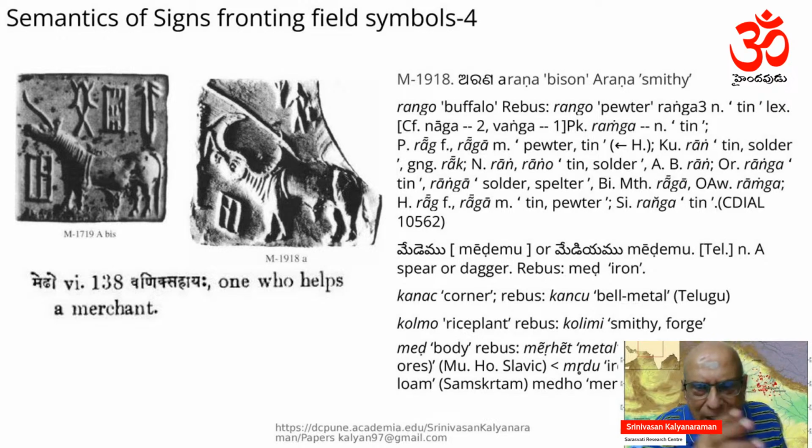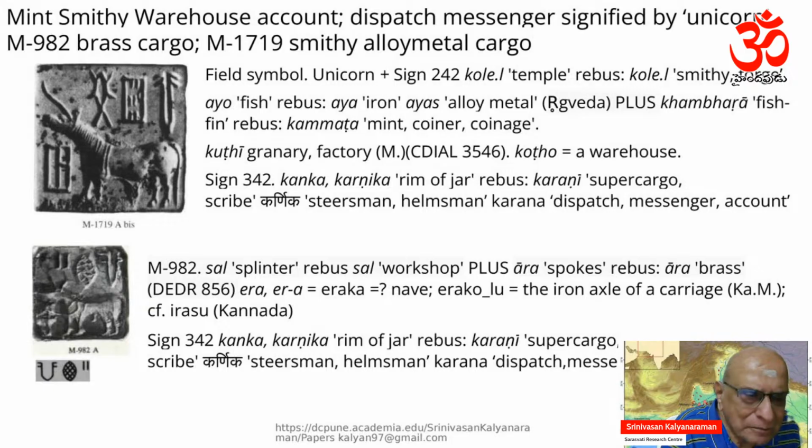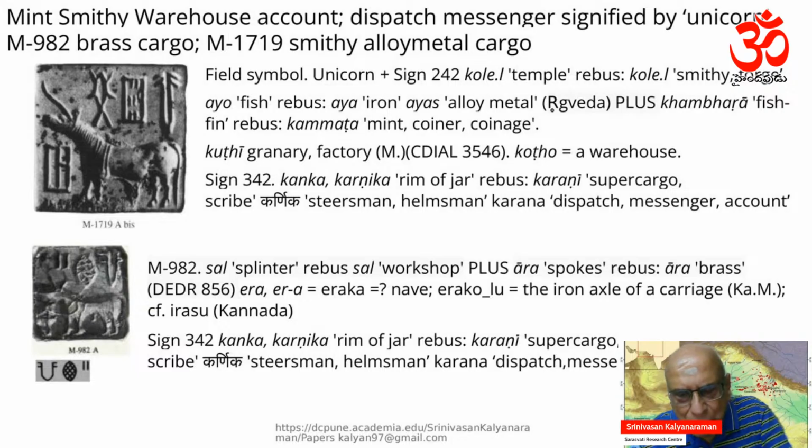Next, please. Arana bison, Ramasetu. Wild buffalo, Arana. Kolel, temple. Kolel, smithy. So, smithy warehouse account, dispatch messenger, signified by unicorn. Brass cargo, smithy alloy metal cargo, indicated by these 2 inscriptions. You can read through each sign, each field symbol. Sign 342, Kolel temple, Kolel smithy forge. Ara spokes, Ara brass. Sark, spoked wheel, Arka, copper gold.